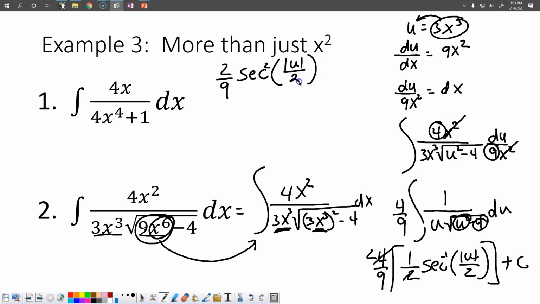over 2, plus c. But once again, we don't leave the u there, right? We put in the place of the u what u equals. Oh, I'm putting the wrong symbol there, aren't I? Let me fix that. Just notice I put a 2 there for secant squared. That's wrong. It's arc secant, so it should be a -1.